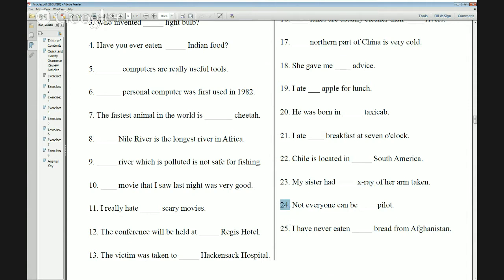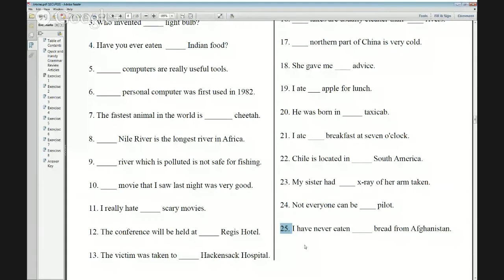Not everyone can be a pilot. Very good. We're talking about a pilot, not a specific pilot or whatever. So any pilot. And not anyone can be a doctor as well. It's a profession. Sergei? I have never eaten bread from Afghanistan. No article needed here as well. I have never eaten bread from Afghanistan.